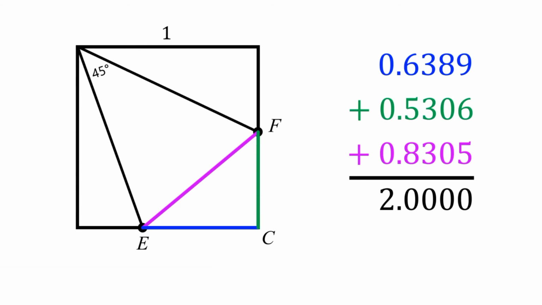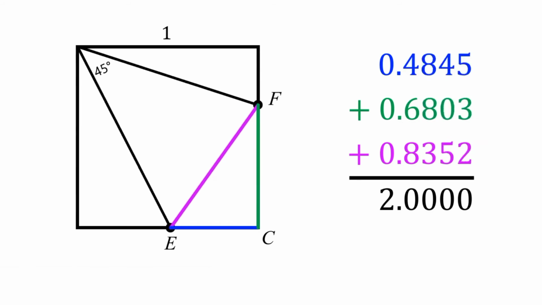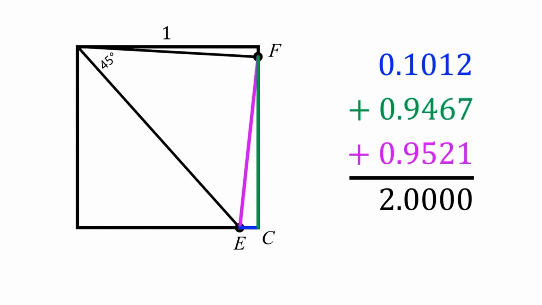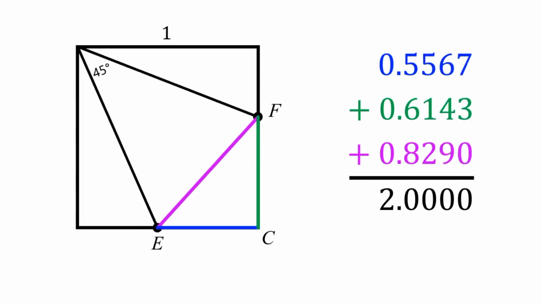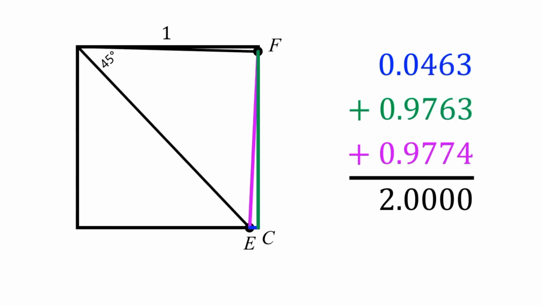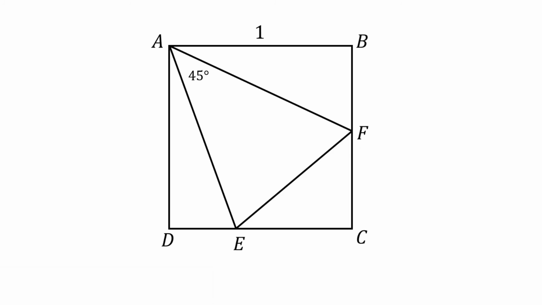Now what would happen if we change the points E and F? A remarkable thing happens. No matter where we pick the points of E and F, the perimeter of this triangle will always be equal to 2 exactly. This is good enough for a numerical approach, but why does it happen mathematically? Let's prove this. So we go back to our original diagram.